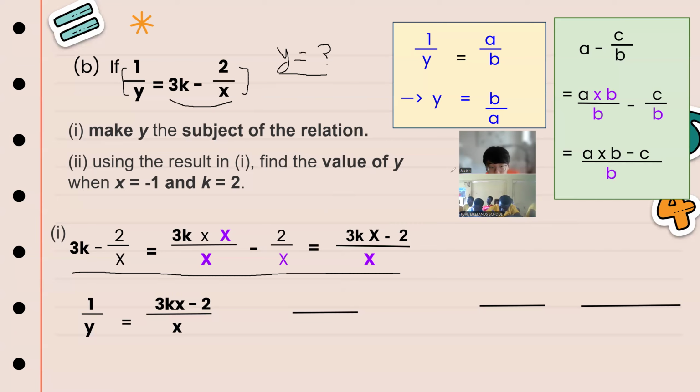So generally, when we have a minus c over b, we can multiply a by b over b. Then this becomes ab over b. And because now they have the same denominator, we can subtract. So it'll be ab minus c over b. That's what we did here.